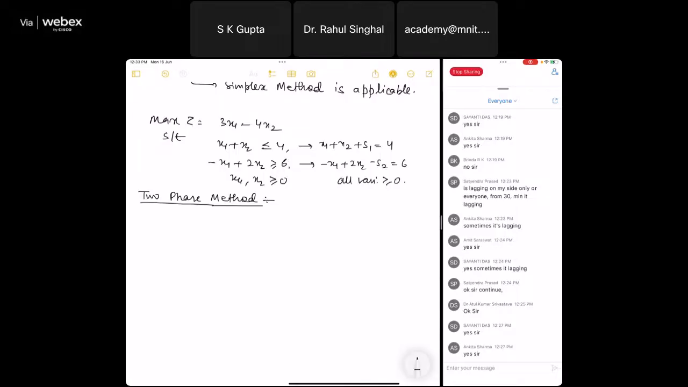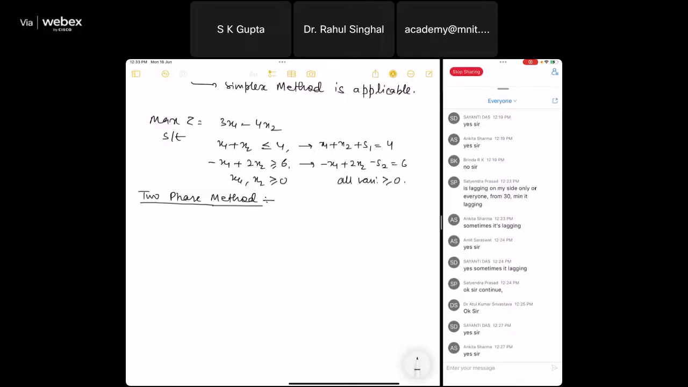Now if we start the simplex iteration, taking s1 and s2 as the basic variables, then the value of s1 becomes 4 and the value of s2 becomes -6. But all variables must be non-negative. So this cannot be an initial BFS. So how can we start simplex iterations? We need an initial BFS to start.